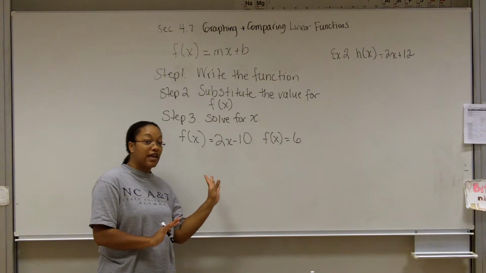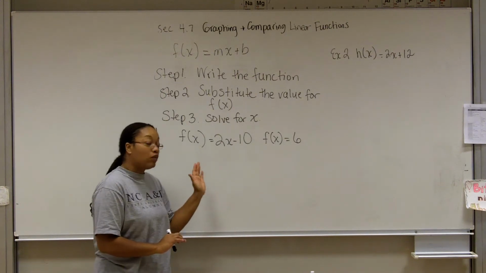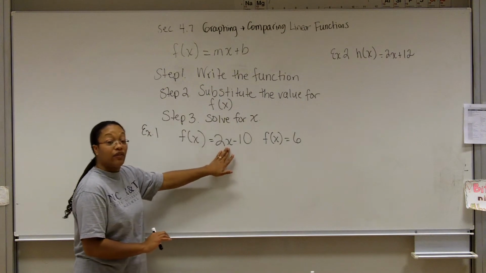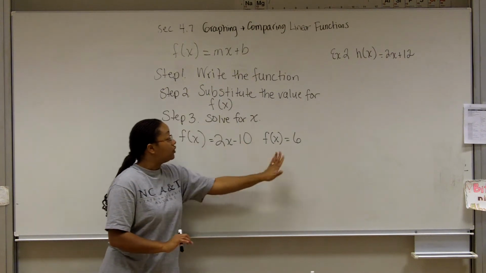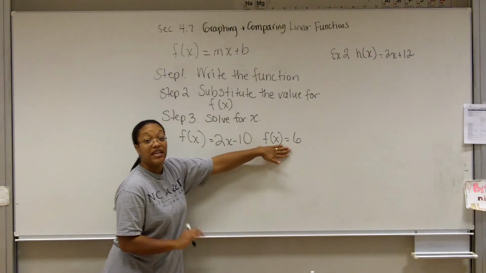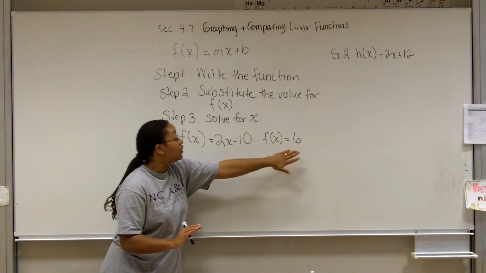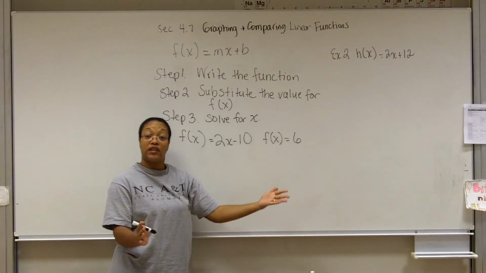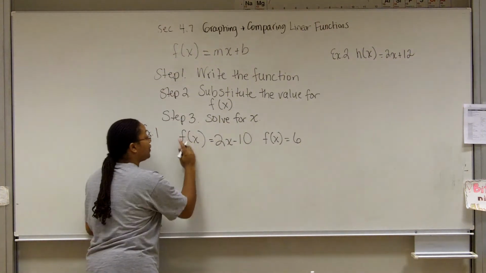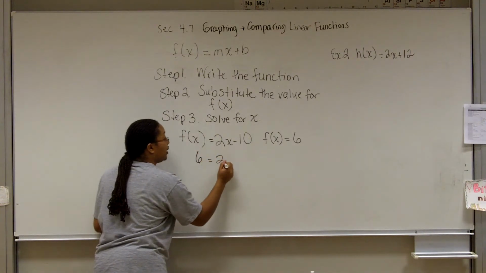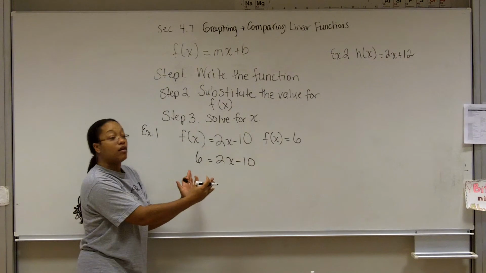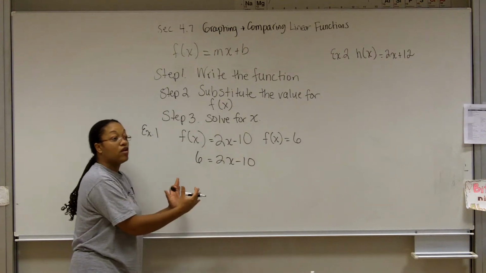We're going to go back with example 1, and we should still be trying to find the value of x so that our function equals 6, all right? So wherever you see an f of x, you're going to substitute in 6. So where do you see f of x? Left hand side. So where this is, we're going to put a 6 equals 2x minus 10. And this is where we have an equation that you learned back in chapter 3.